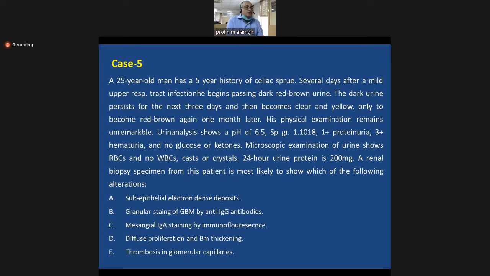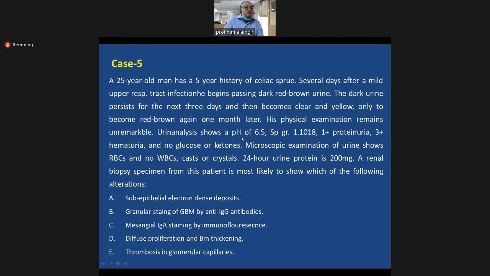The dark urine persists for the next 3 days and then becomes clear and yellow, only to become red-brown again 1 month later. So the disease, whatever the pathology is, it is showing a remission and relapse. So initially it was dark brown urine, then after a few days it clears, but again it becomes dark red-brown 1 month later. His physical examination remains unremarkable.